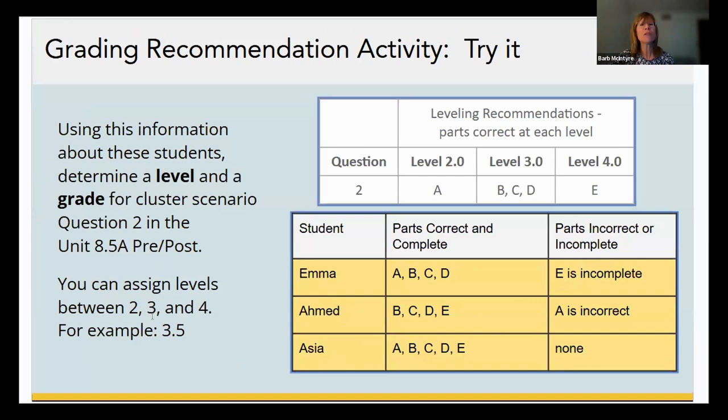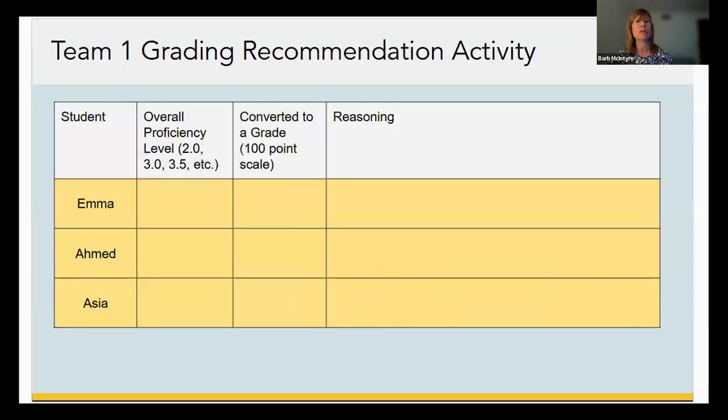So I'd like you to assign a level. Do you think Emma is level 2, level 3, or level 4? And you can always go between levels. So you can give a student a 3.5 or a 3.7 or a 2.8, whatever you would like. And then what grade would you give that student? And why? We don't have a lot of time, so we'll just take a couple minutes. Don't worry about recording, just talk it through.